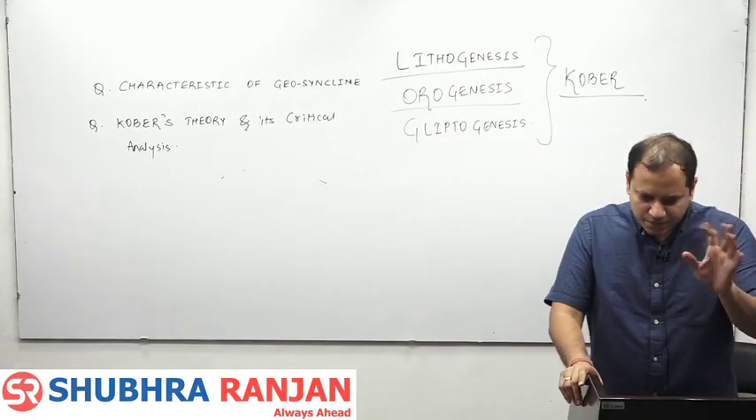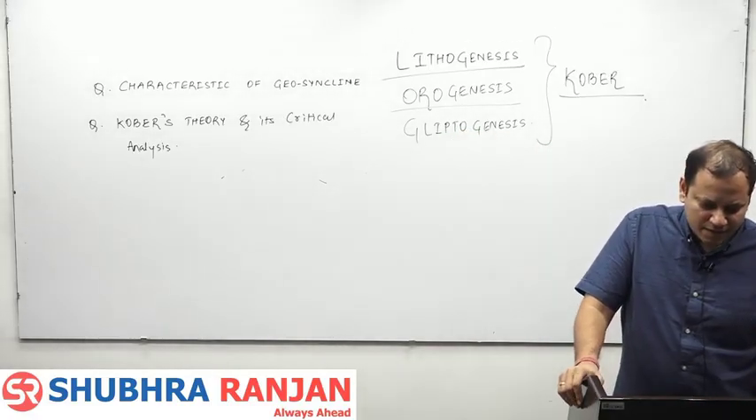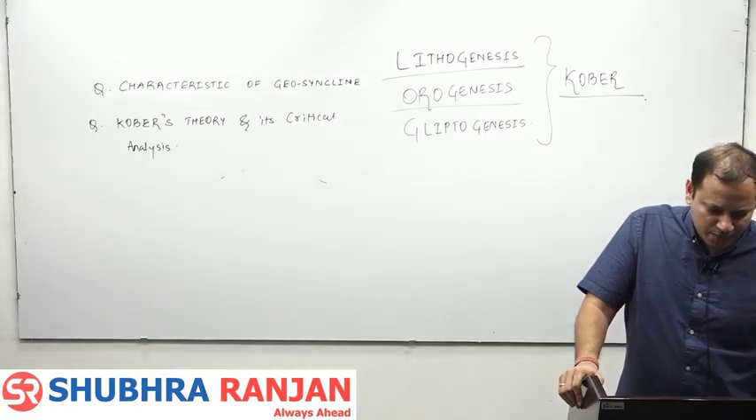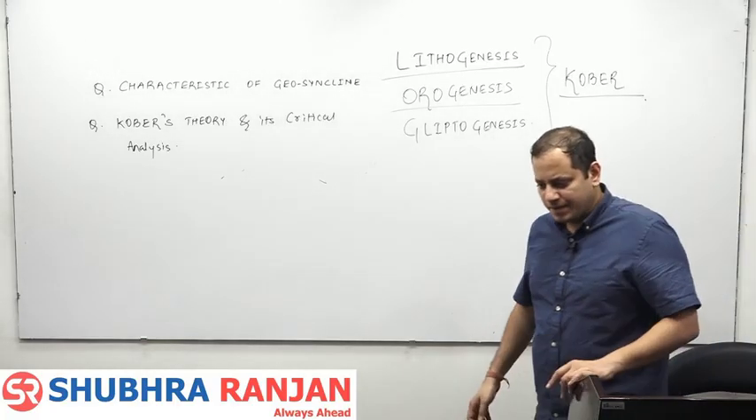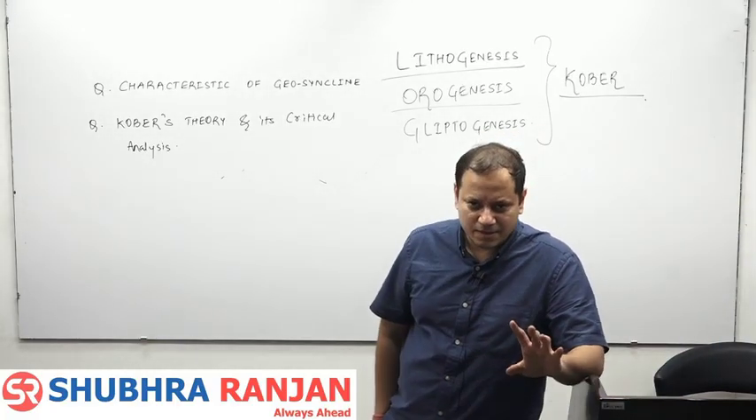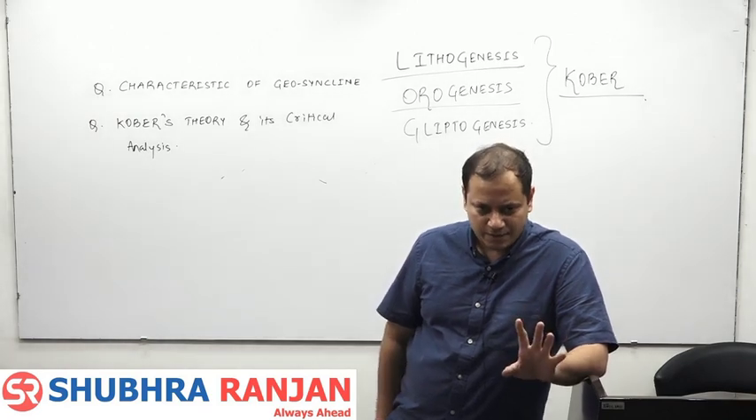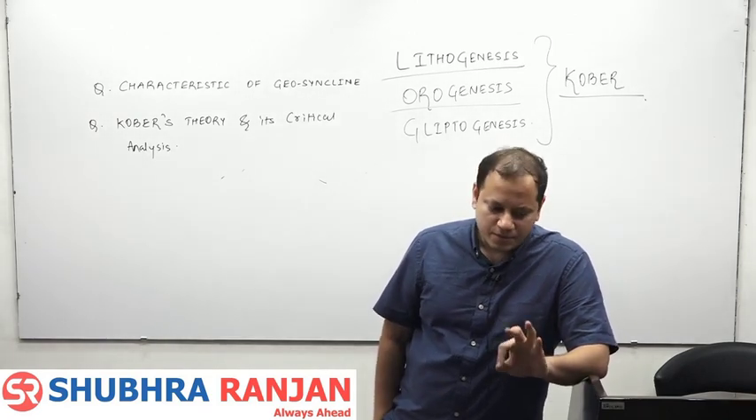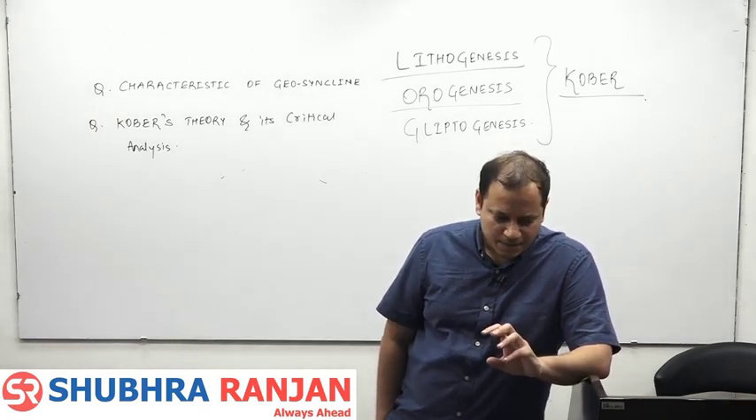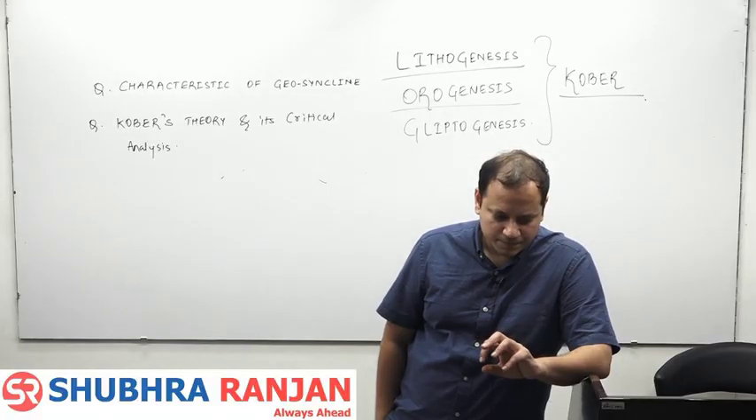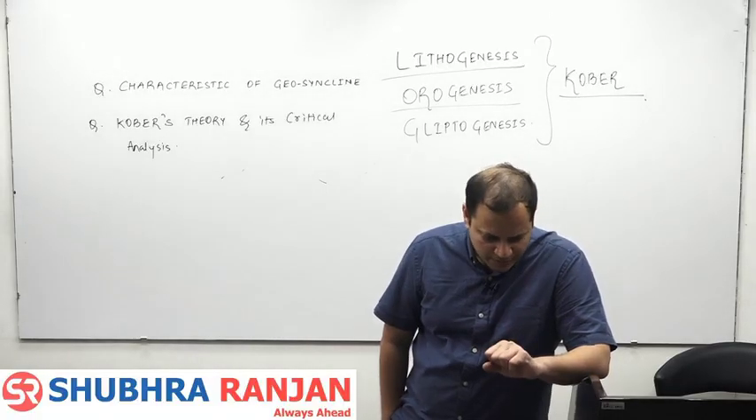Right. So first, I guess we have done the definition of a geosyncline. Geosyncline is a narrow shallow depression and it is surrounded by the land masses which are known as forelands. Getting it? So next, geosyncline theory.